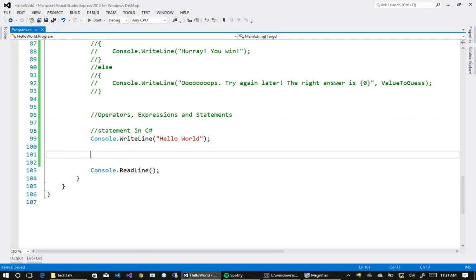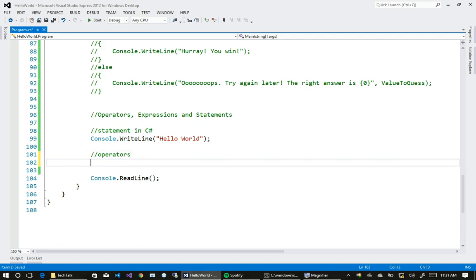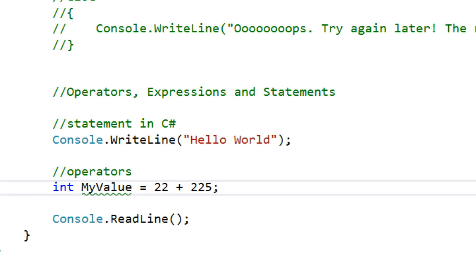Now, another concept is the concept of operators. If I say int my value equals, well, let me just say 22 plus 225. Let me put it the right way it should be, values. Now, inside here, this is also a complete statement because it obviously ends with the semicolon.